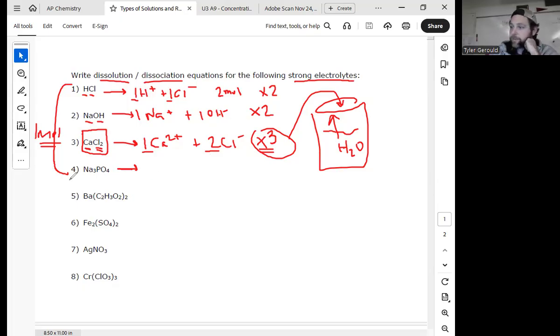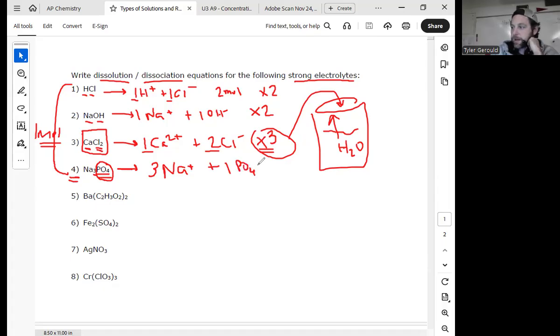Let's look at number 4. Before I do it, what is that multiplier? How many ions are being released in solution? Well, the sodium has a subscript of 3, so there's 3 parts sodium. But when you have a polyatomic ion like phosphate, so you have PO4, that whole thing has to stay together, and there's only 1 of those. So we have 1 part phosphate. Don't separate the oxygen from the phosphate.